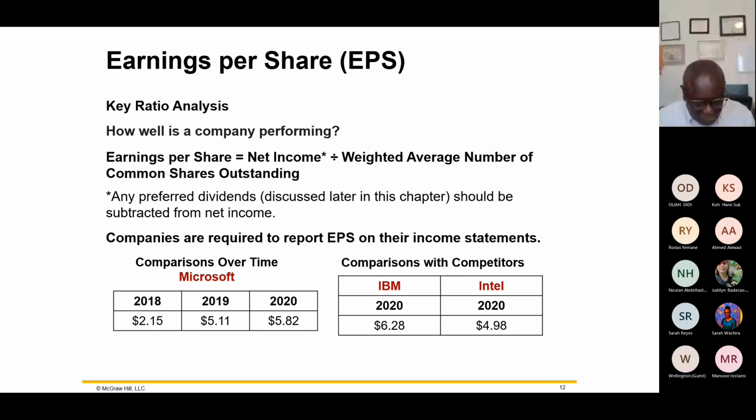Professor. Yes? Professor, net income is the income after tax. What? The income after tax.